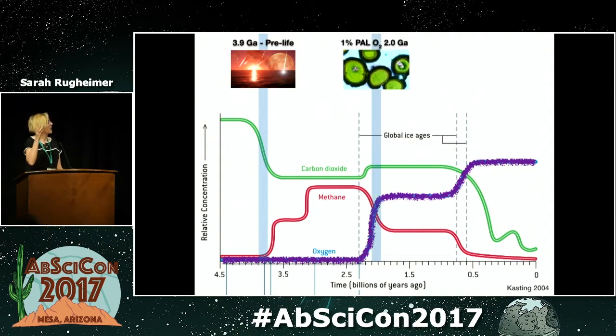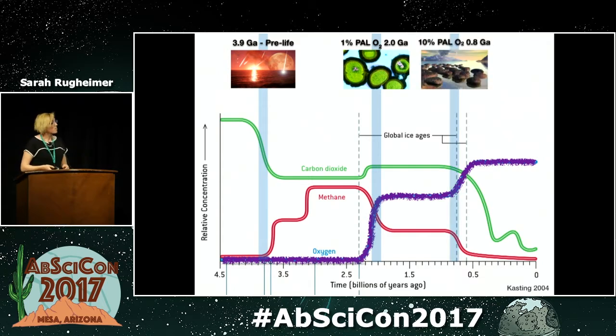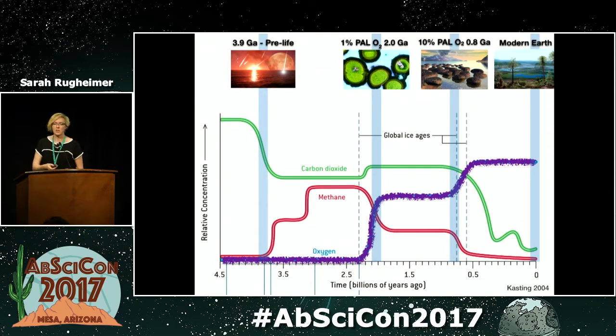And then also looking at things that are around 1% modern concentration, so that PAL, you're going to see a lot as present atmospheric level, so that's 1% of our 21% oxygen after the great oxidation event. And then a third time point with around 10% oxygen, and then, of course, modern Earth with our 21% oxygen in the atmosphere.